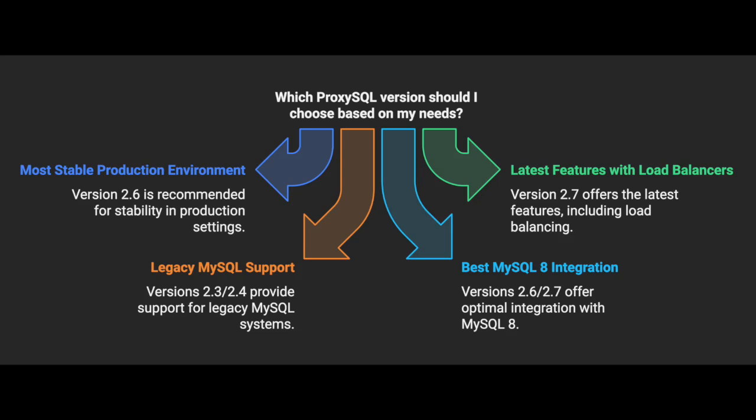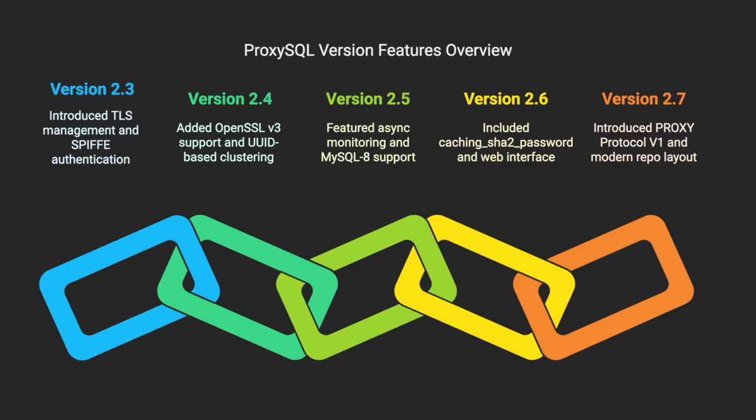Now let's talk about the latest version, 2.7.x. What are the big things there? So 2.7.x is all about better integration with load balancers and even stronger security. They added support for PROXY protocol v1, which helps ProxySQL communicate with load balancers more effectively. It improves traffic management and security monitoring. And they also changed the APT repo layout, right? Yep. They made it more in line with the standard conventions. A small change, but it makes things easier for users. Exactly. So we've gone through all the versions from 2.3 to 2.7. It's amazing to see how ProxySQL has evolved over time.